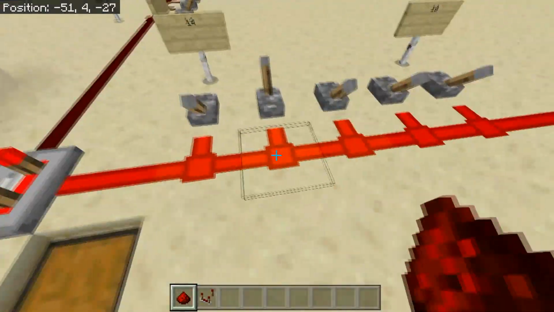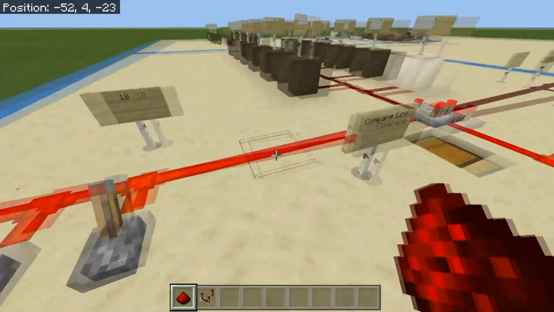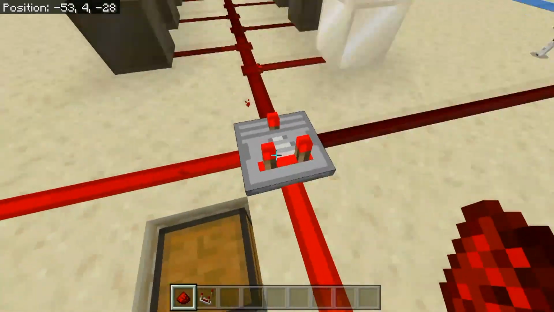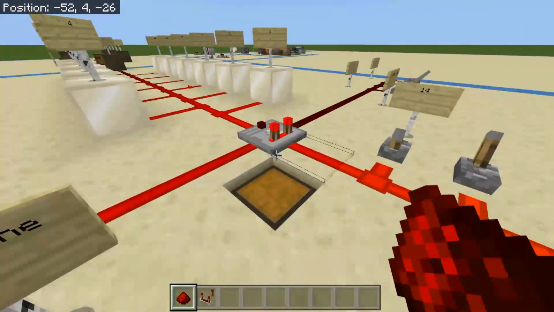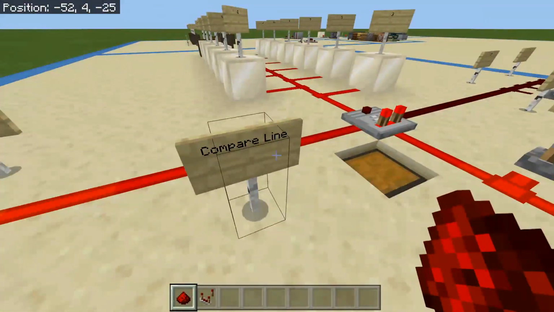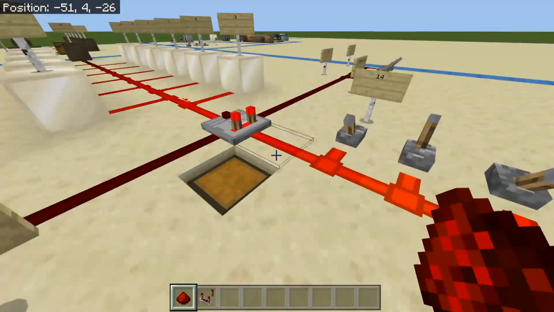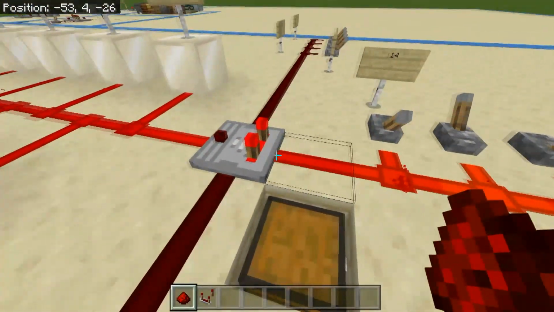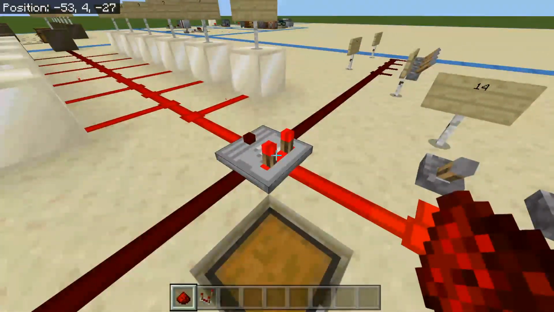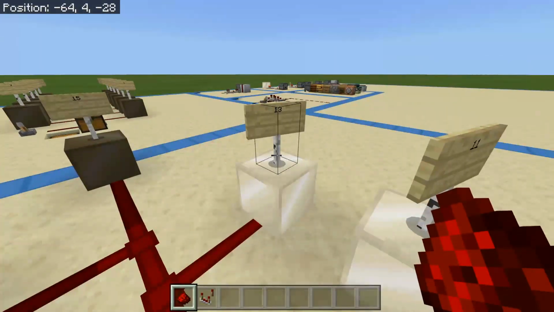So the input line minus the compare line will be whatever your output is if you have it in subtraction mode. If you have it in normal mode, you will only get an output if your input is greater than your compare line, or if it is equal to it. And then if you have no compare line at all, your comparator will simply output the same as whatever it is given. In this case, it's given 13. And so that means that it is outputting 13 as well.